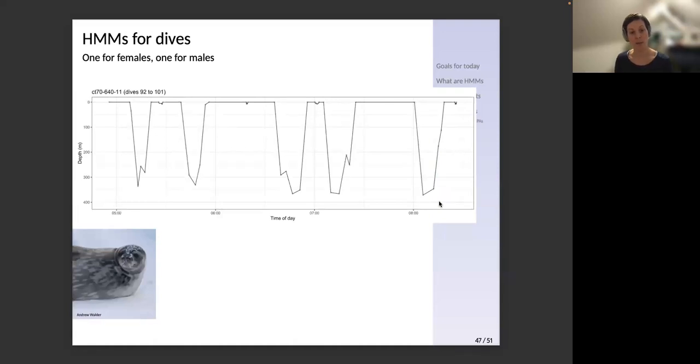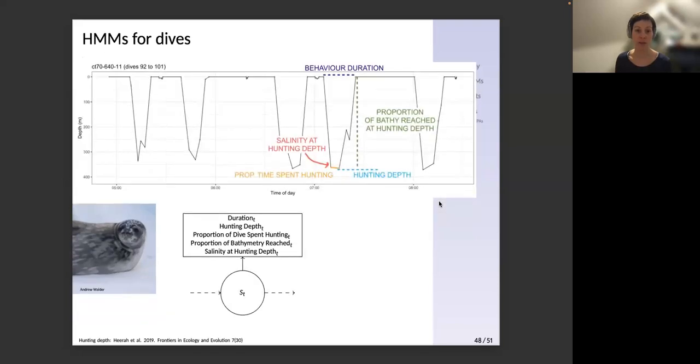So I fitted 2 HMMs, one to males and one to females, because I tried to fit them all together, but it turned out the data were really different. So I fitted almost the same model to males and females separately.